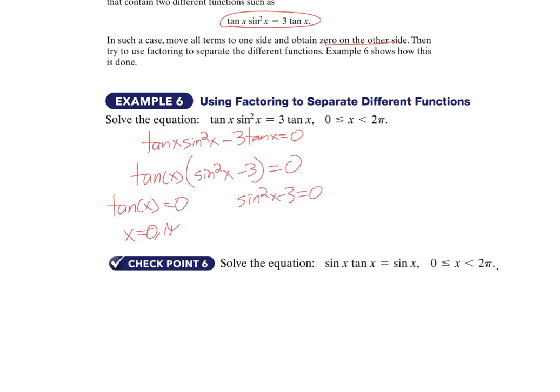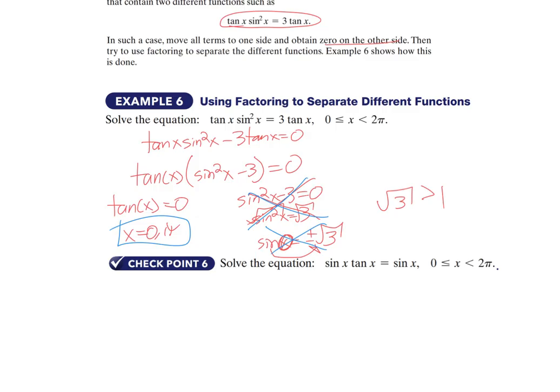Okay. Now sine squared of x would equal 3, so sine of x has to equal plus or minus the square root of 3. Now the problem here is there is no angle that gives a value when we take the sine of above or below -1. So the square root of 3 is greater than 1. But sine will only go from 1 to -1, so there are no solutions for this equation here. So our only solutions are 0 and pi.